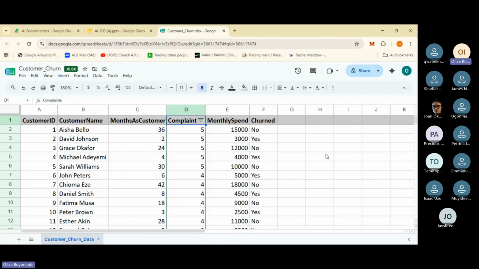Can somebody, who spoke last now? Please, when you speak, please let me know your name. I'd love to get to know you. Who spoke last? Ugoma. Thank you, Ugoma. Okay. So, yes. So can somebody pick any of these? So they all have 5 complaints, but why are some staying? Why are some not staying?